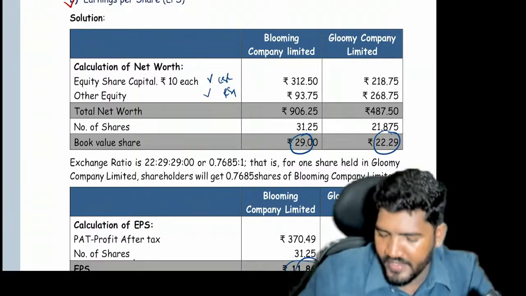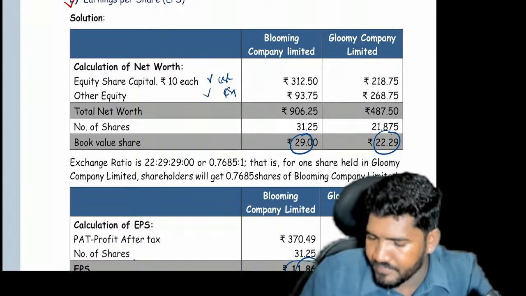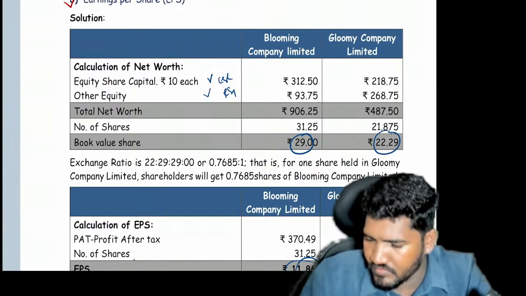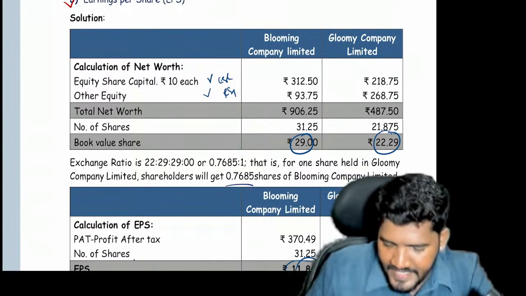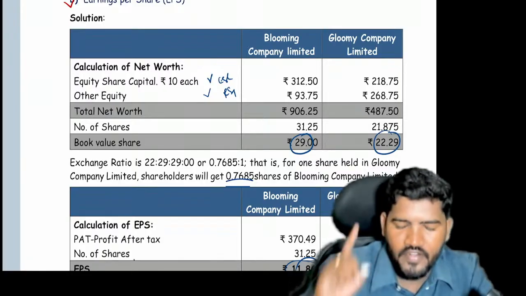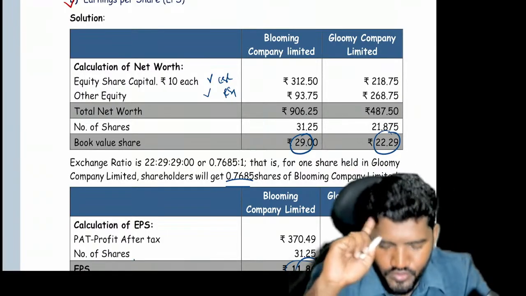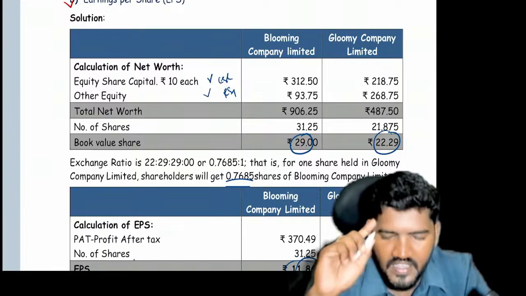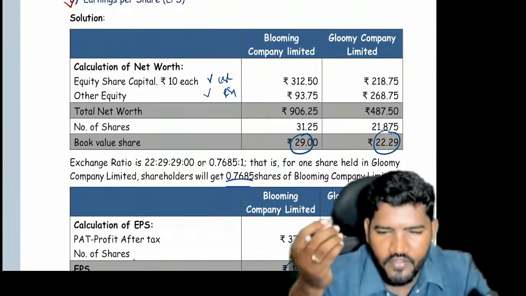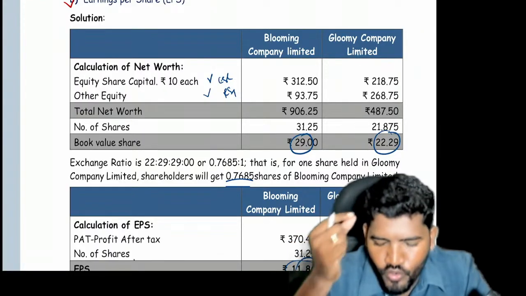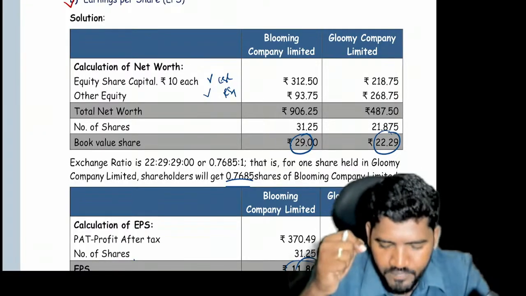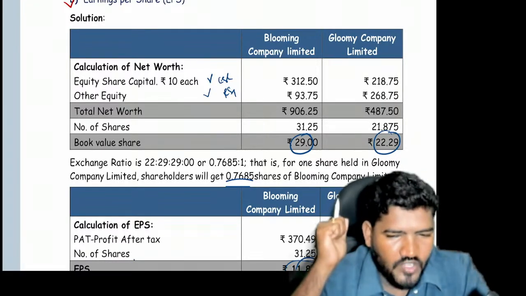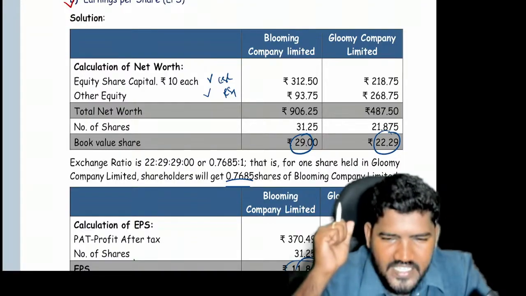Swap: 22.29 divided by 29. So 0.7685. The meaning of 0.7685 is, for every one share of the selling company, they will receive 0.7685 shares. So from the company's point of view, for every one share of Gloomy Company Limited, they will receive 0.7685 shares from Blooming Company Limited. Hope you guys are clear.